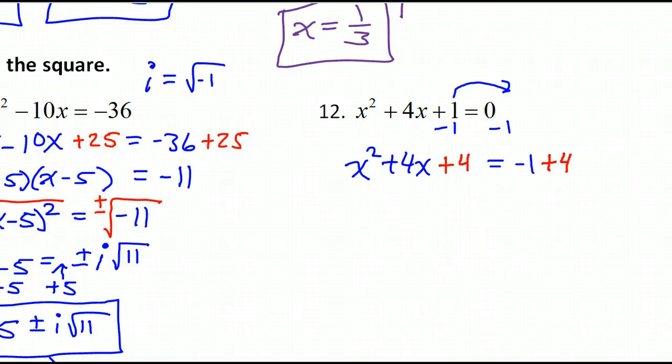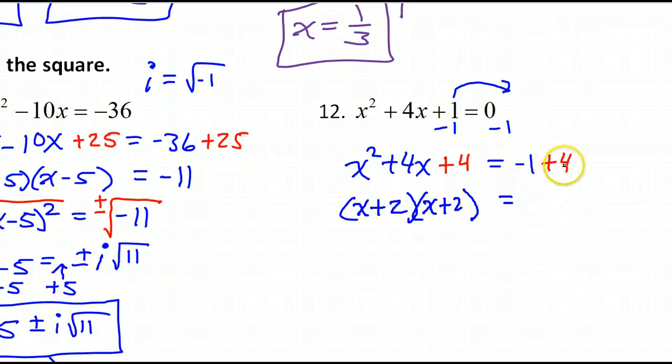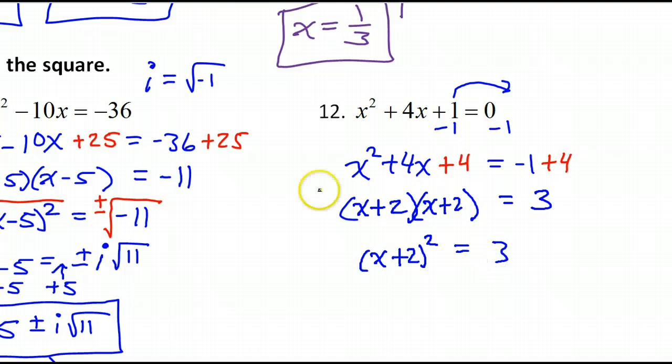Alright. So now when I factor this, this should be the same thing twice. So it should be x plus 2 times x plus 2, because 2 times 2 is 4. Add these together and I'm going to get 3. So this is going to make x plus 2 squared equal to 3.